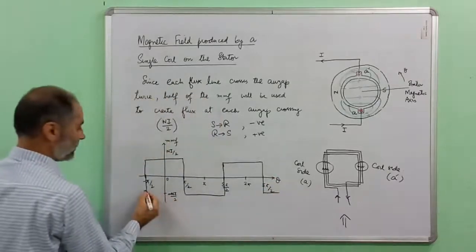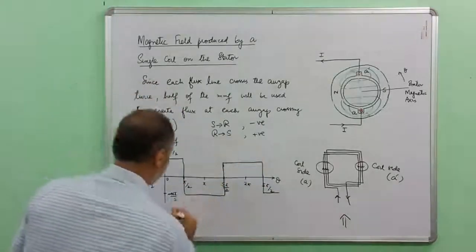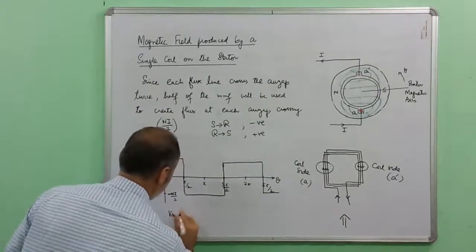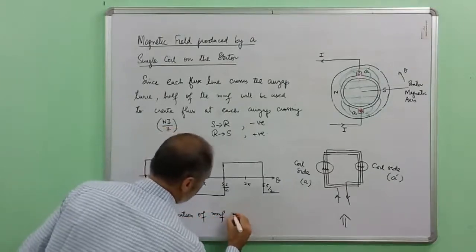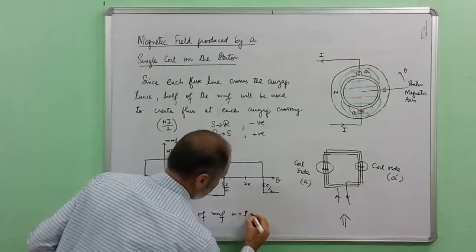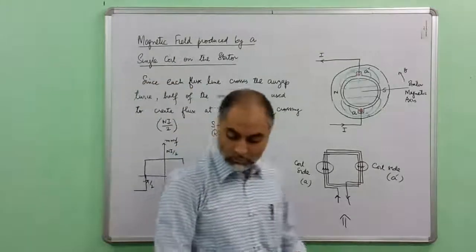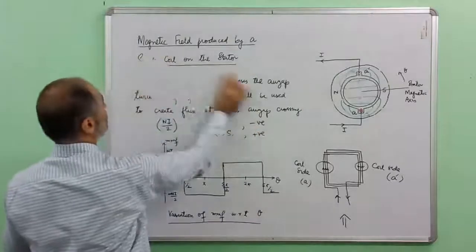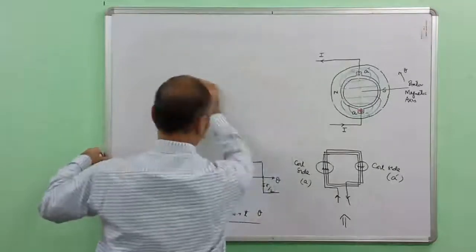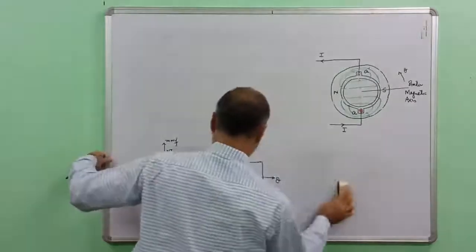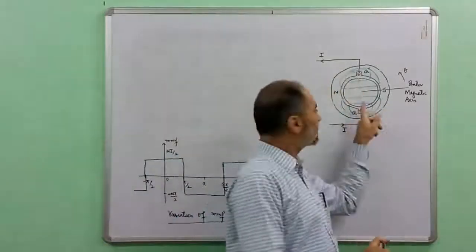We get a periodic waveform, this shape. So this shows the variation of MMF with respect to the space angle theta in the air gap. Variation of MMF with respect to angle theta. Now, it is this MMF basically which produces the flux in the air gap.